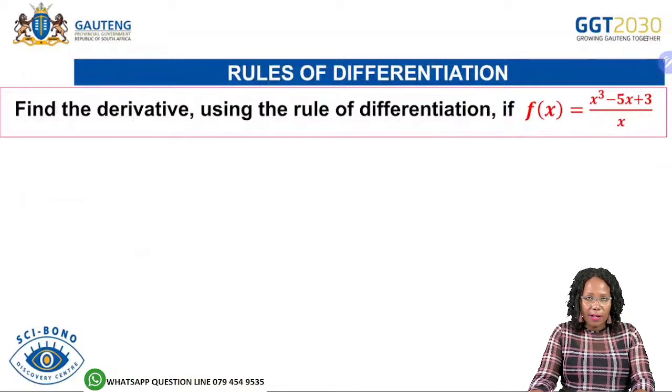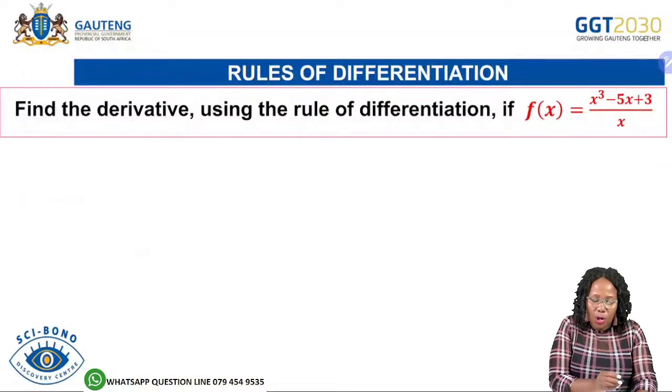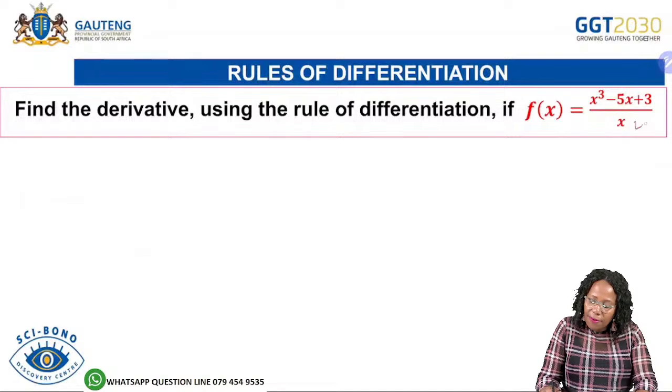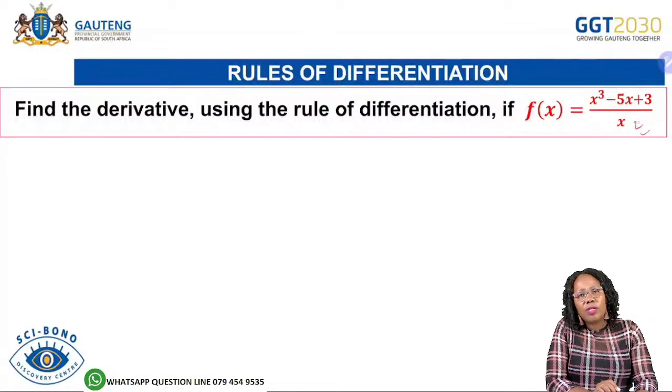Right, let's see now. How far did you go with this one, grade 12? I hope you are all correct. Where do we start now? We have a variable in the denominator. Before you derive, you must ensure that there are no variables in the denominator. And then how do we deal with this one?